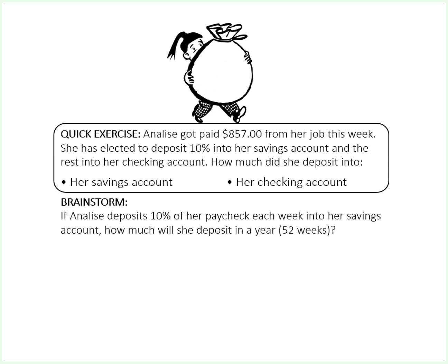Annalise got paid $857 from her job this week. She has elected to deposit 10% into her savings account and the rest into her checking. So to find 10% of something, you just multiply it by 10%. So do that page and then move to the next one.